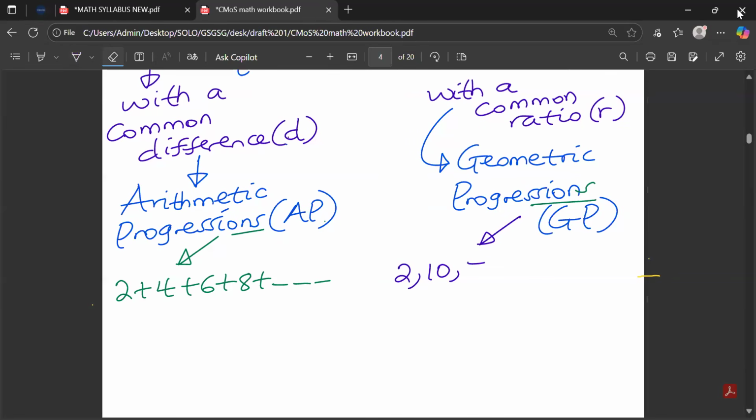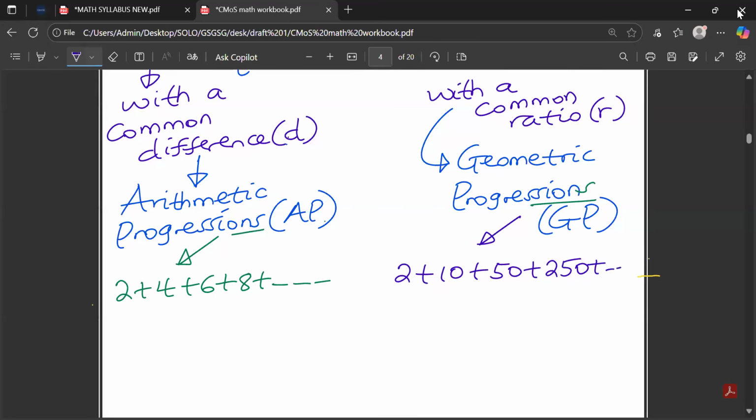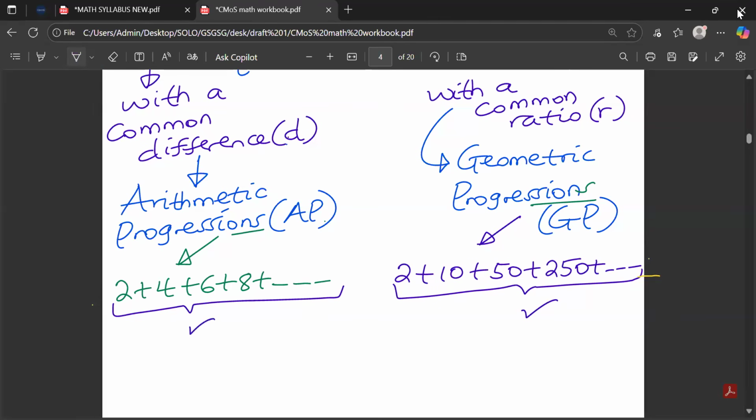I think I'm using commas. That is very wrong. You know, you're supposed to use plus. So say 2 plus 10 plus 50 plus 250 plus the 3 dots, like that. Common ratio, you know how. Common difference, you know how.